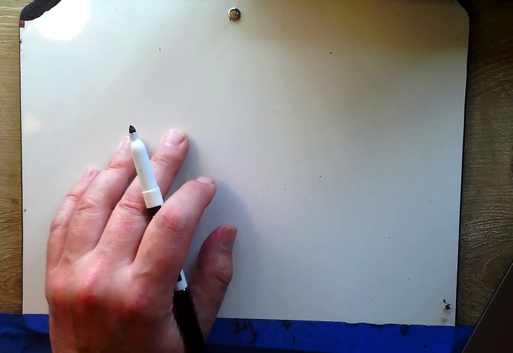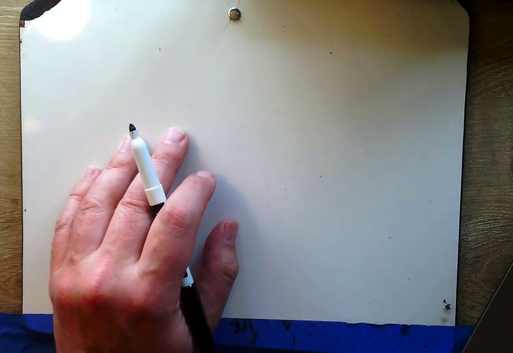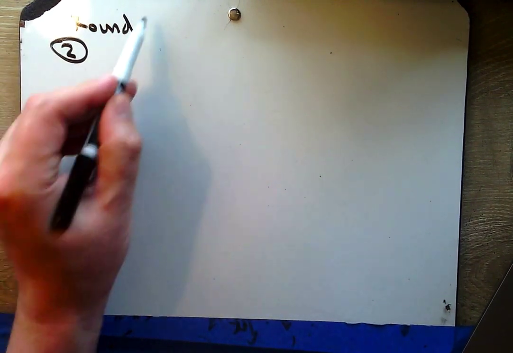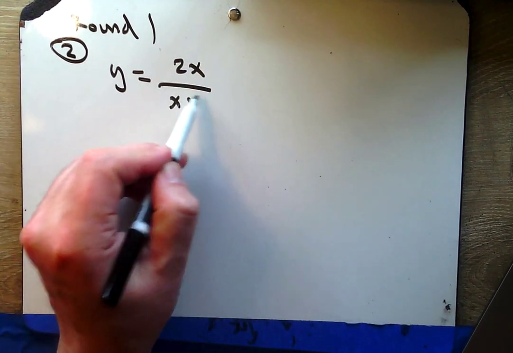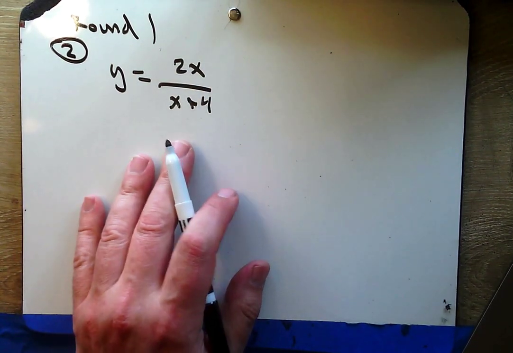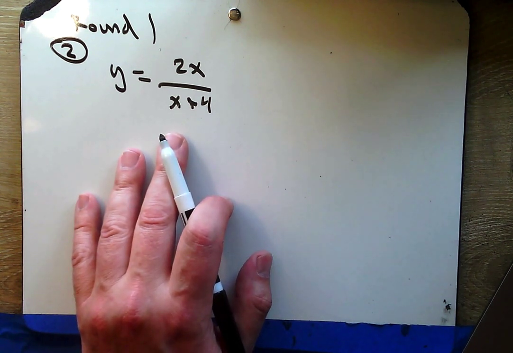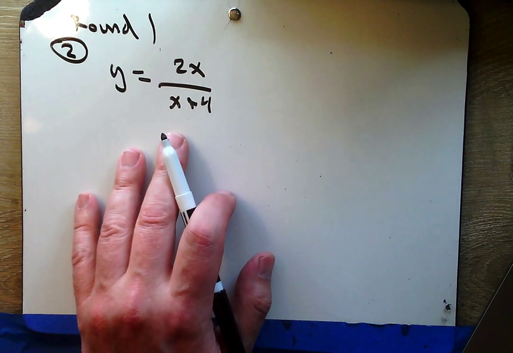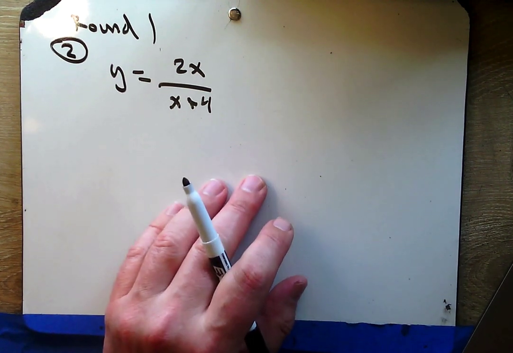I'm starting with round 1. These are pretty straightforward graphing rational problems. And let's take a look at problem number 2 from round 1. Problem number 2 says graph y equals 2x over x plus 4. I'm going to go through these quickly because I'm going to make the rash assumption that you watched the videos that led up to this and are comfortable graphing rationals. If you're not, you might want to stop this video and go back and watch those videos again.